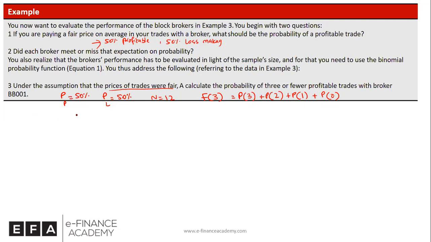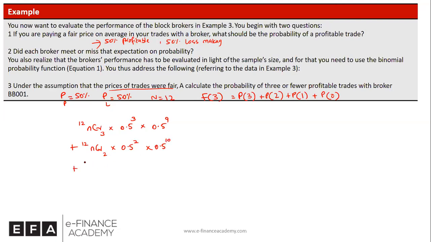And the way we do that is we are going to say nCr, which would actually be 12C3, times the probability of the profitable trade. And the probability of the profitable trade, as we know, is 50% to the power of the number of profitable trades you're looking for, which is 3, times the probability of loss-making trades to the power of the number of loss-making trades out of 12. You're looking for 3 profitable, which means 9 loss-making. And then we repeat the same. We say 12C2 times 0.5 to the power of 2 times 0.5 to the power of 10.